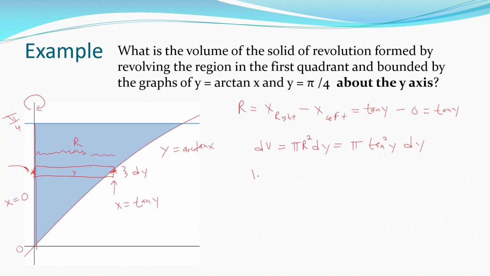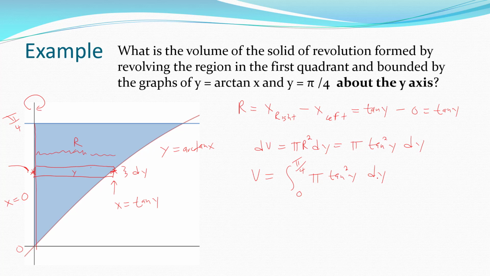So the overall volume would then be the integration from 0 to pi over 4, as that is what y can range over, times pi times the tangent squared of y dy. We need now to find out what the value of this definite integral is.